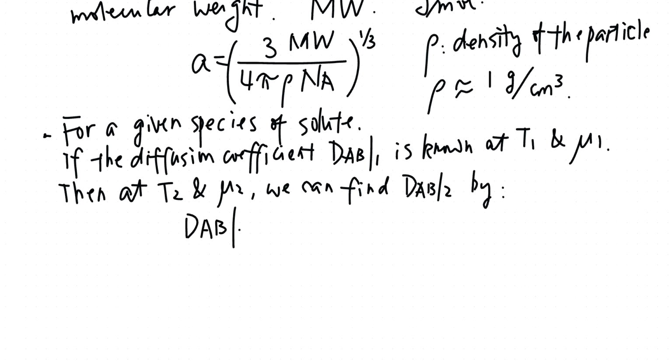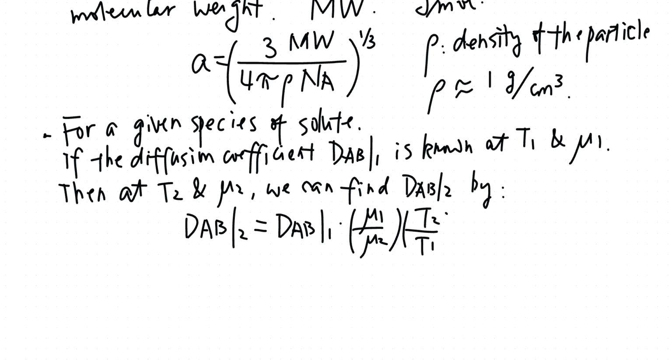D_AB at condition 2 equals D_AB at condition 1, multiplied by the ratio of mu1 divided by mu2, multiplied by the ratio of temperature 2 divided by temperature 1. So T is the temperature of the system, and mu is the viscosity of the solvent. So this is the easy relation we can use.